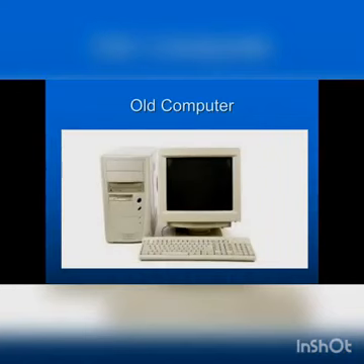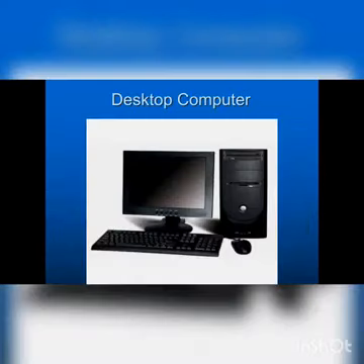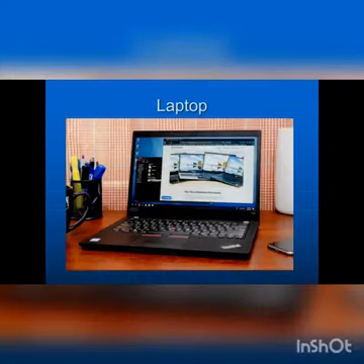Dear students, now I would show you some types of computer. This is the old computer. This is another type of computer and this is called desktop computer. This is the latest type of computer and it's called laptop. You must have seen it.